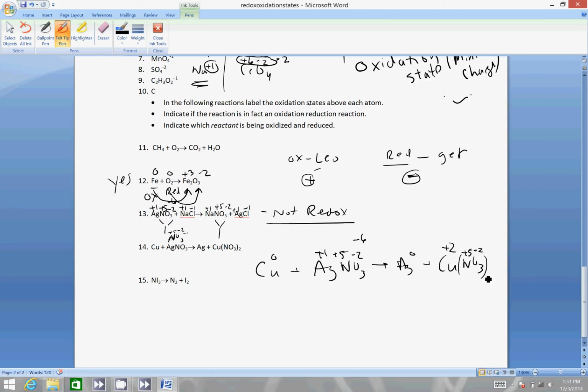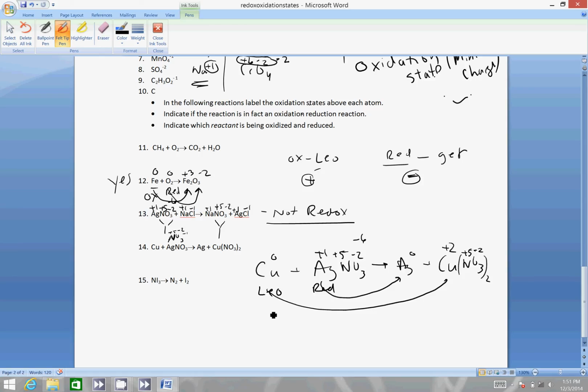So is it a redox reaction? Yes. Okay. Who's being oxidized? Well, the copper is going from a 0 to a plus 2. Is it gaining negative? No, it's getting positive. So it's losing electrons, oxidized. This guy is going from a plus 1 to a 0. So it gains negative. This guy is being reduced.